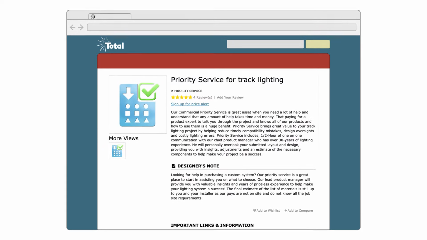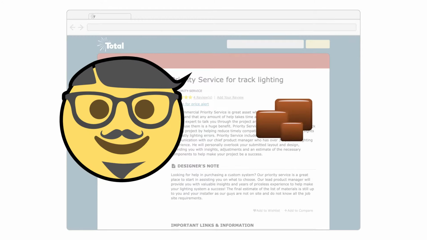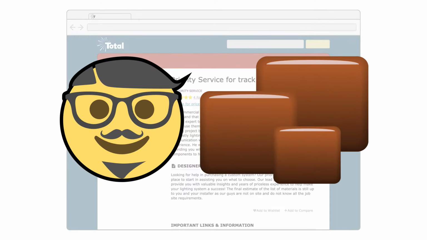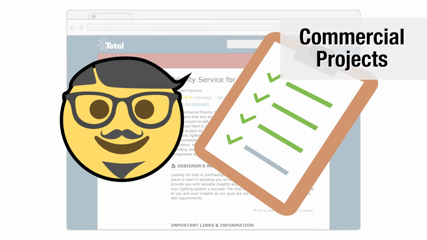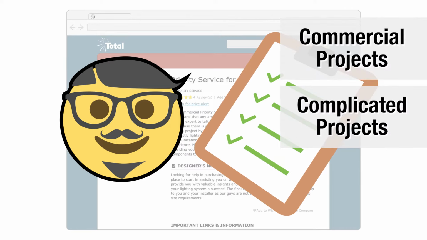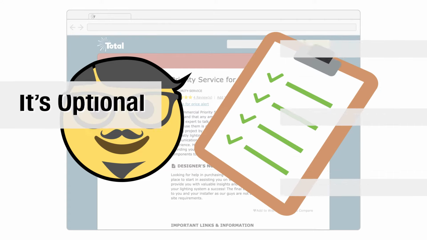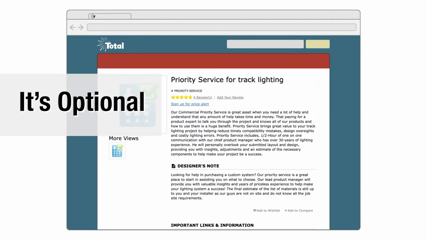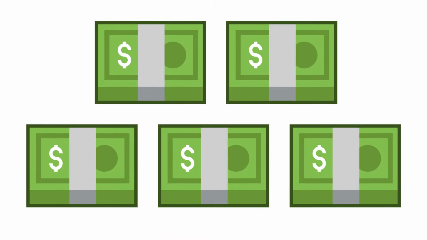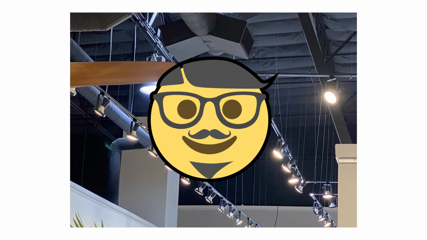We also offer a priority service where you will have the direct input of our head product manager. He oversees all the large commercial track lighting projects, complicated projects, and projects where the customers need a higher level of service. It is optional, but we've seen huge savings for the customers when someone with advanced experience helps with the project. It's up to you, of course.